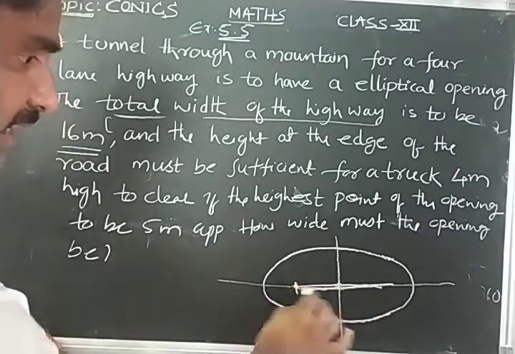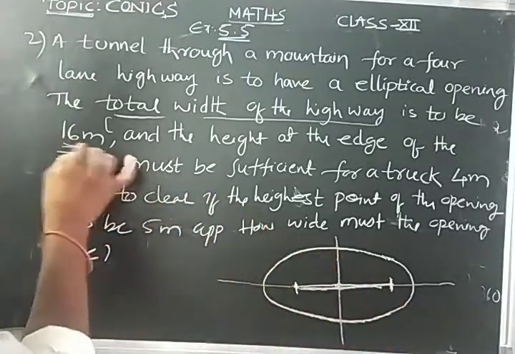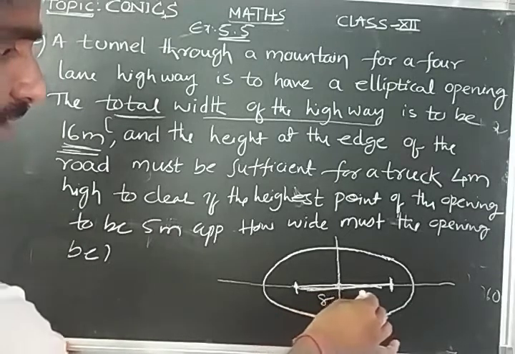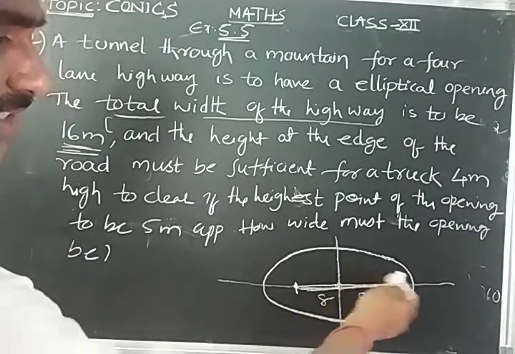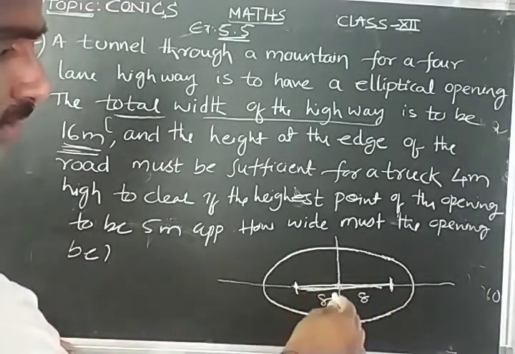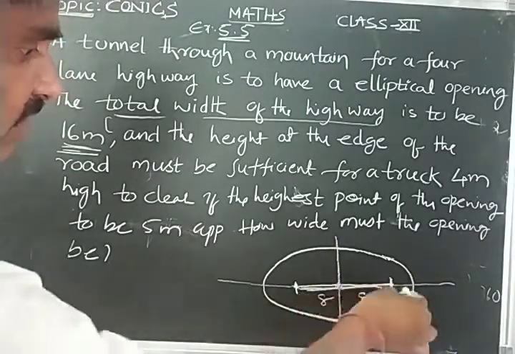Now this is the width of the road. If the width of the road is given as 16 meters, this side I am taking 8 meters, the right hand side 8 meters, the left hand side 8 meters. I will consider this as the center of the road, right? Now it is the center of the ellipse also. So this is the width of the road.